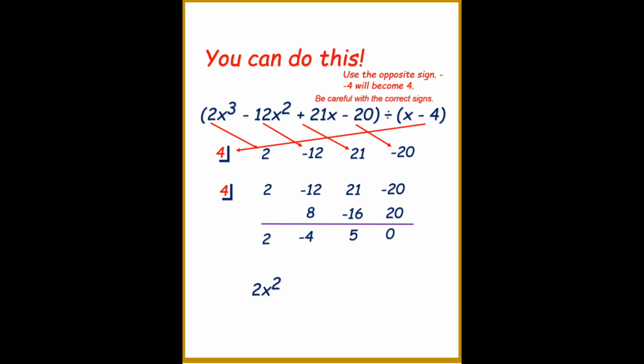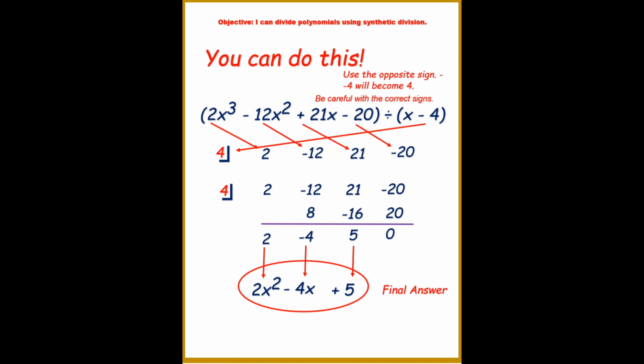I hope you got it, and we're not yet done. The final answer: we have 2x squared minus 4x plus 5. There we have it. That is our final answer. Hope you got it right. You just divided polynomials using synthetic division. Congratulations.